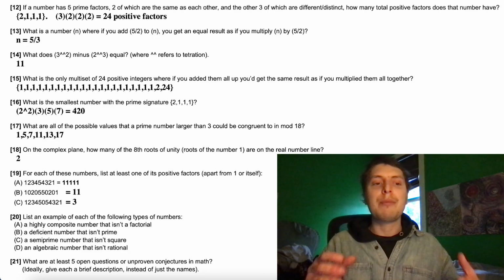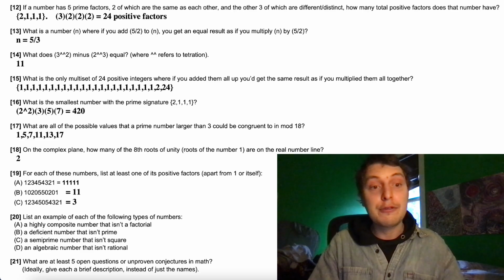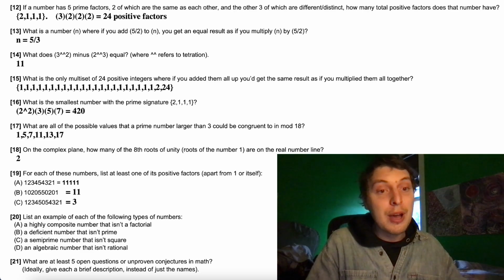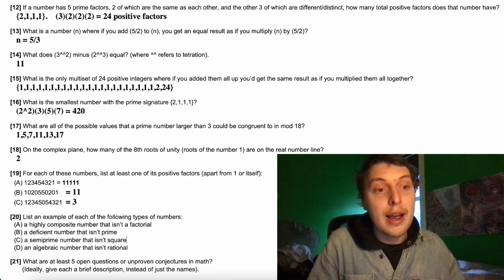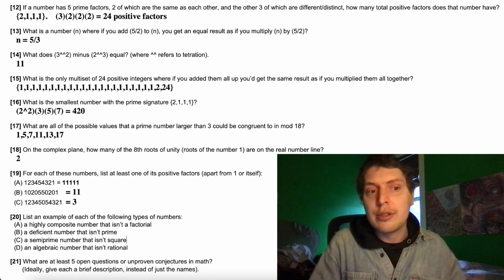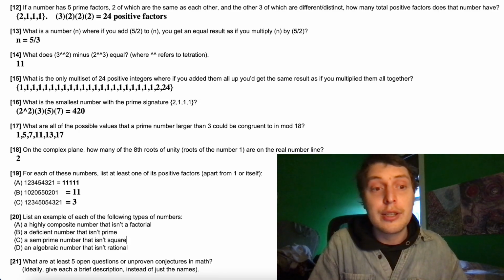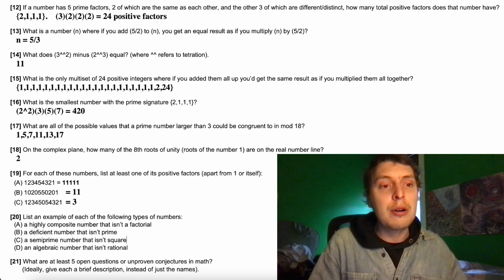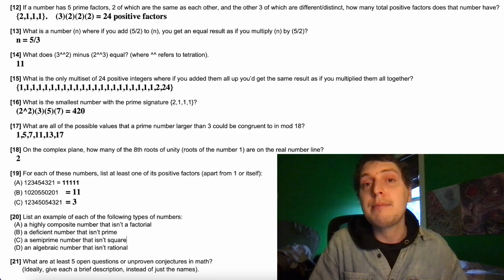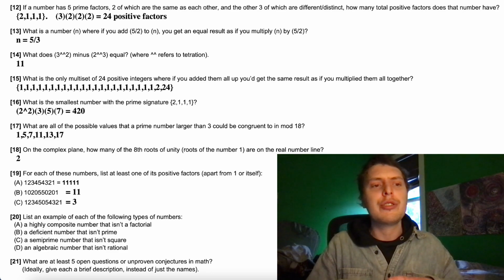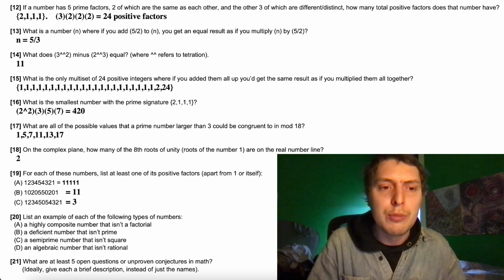It will have 2 different primes multiplied together. For example, the number 6. 6 is composed of 2 times 3. It is a semi-prime that isn't square. We also could have answered something like 15, which is 3 times 5, or 21, which is 3 times 7, or anything else which is 2 distinct primes multiplied together as its factorization.